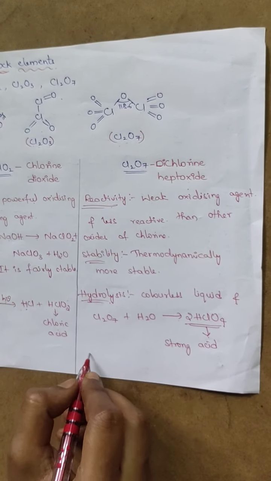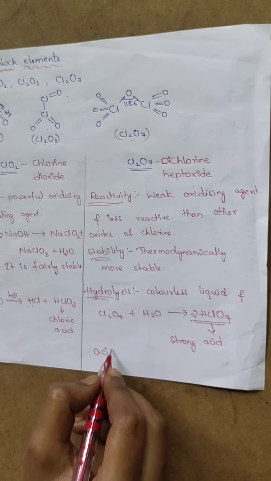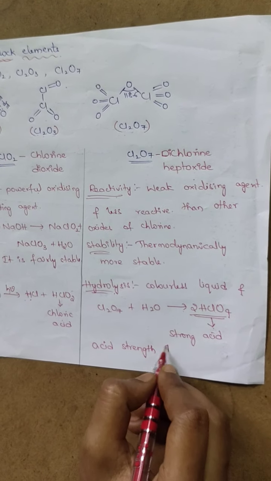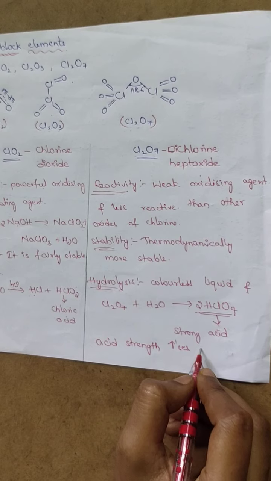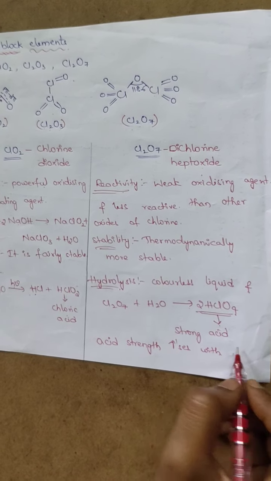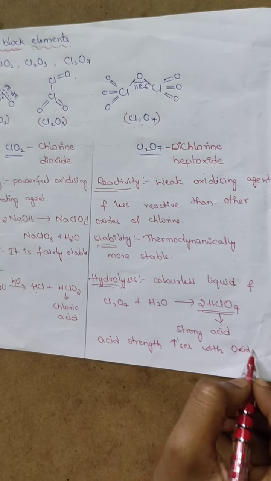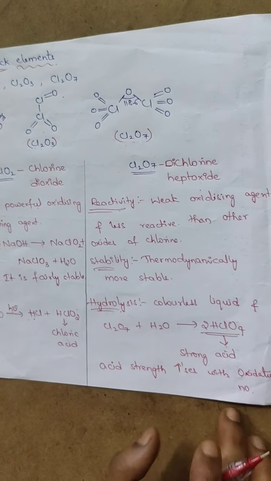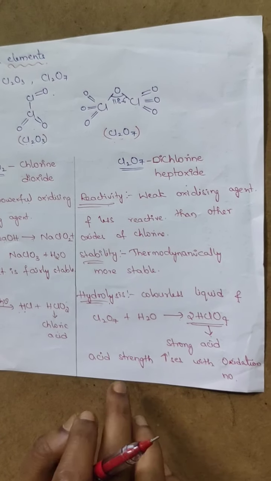Whenever the acid strength increases with oxidation number, if the oxidation number increases, the acidic strength also increases.